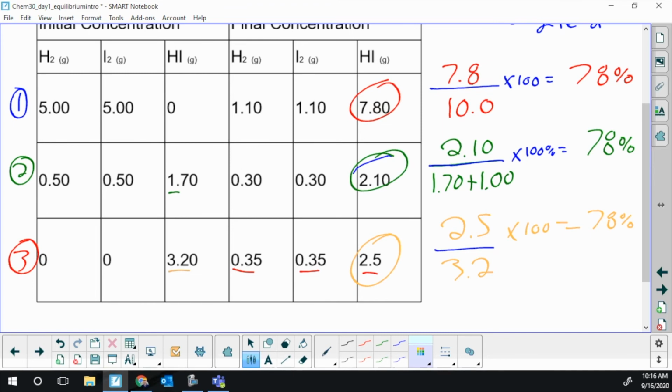Now, I didn't put this in at the top. The temperature has to be a controlled variable. If you mess with the temperature, the percentage shifts. But at a given temperature, you always get the same percentage yield for a given reaction. So for hydrogen gas plus iodine gas, it just goes to 78%.